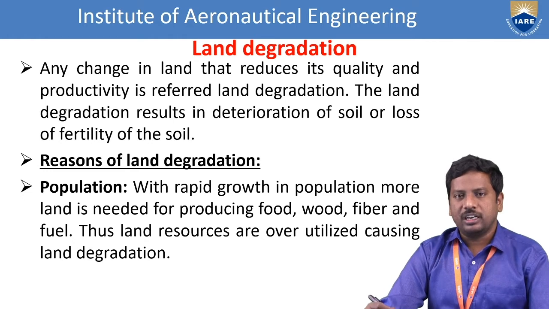That means reducing the quality of the land and the production from the land through plants is called land degradation. Land degradation results in the deterioration of the soil or loss of fertility of the soil. That means plant growth will decrease.